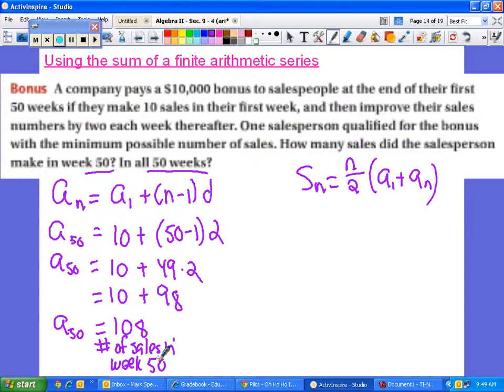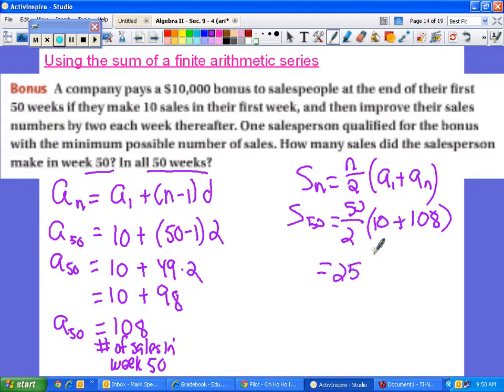It says here that the person makes 10 sales the first week and then improves their sales numbers by 2 each week thereafter. Alright, so now we can apply this formula. We want to know the sum of my 50 terms. 50 divided by 2. My first term is 10. Now we know the last term. The last term is 108. 50 divided by 2 is 25. 10 plus 108 is 118. 25 times 118.